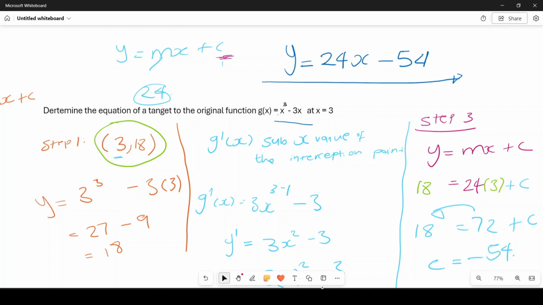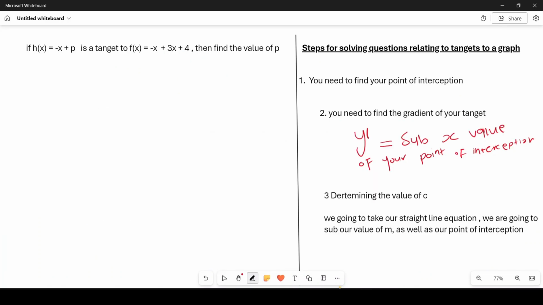Now, let us look into the preceding question. For the preceding question, if h of x equals negative x plus p is a tangent to f of x, where f of x is equal to negative x squared plus 3x plus 4, we need to find the value of p. Now, remember, these questions are from your previous exam question papers, right? So now, what is p?